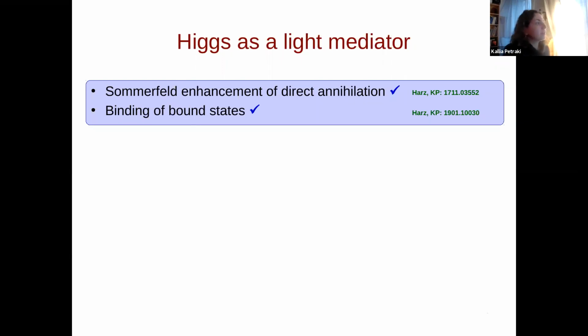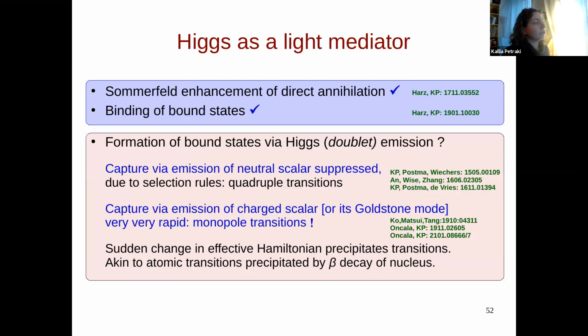But there is one more thing that the Higgs can do, and this is it can contribute to the formation of bound states via emission. We can have bound state formation via Higgs emission. The previous calculations I showed took into account the Higgs as a mediator, but they still considered bound state formation via gluon emission. So what about bound state formation via Higgs emission?